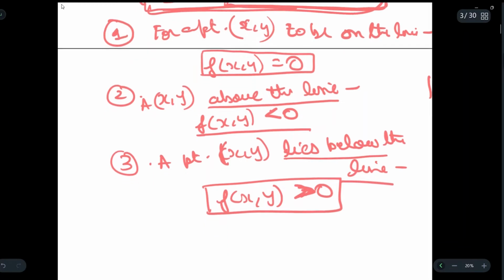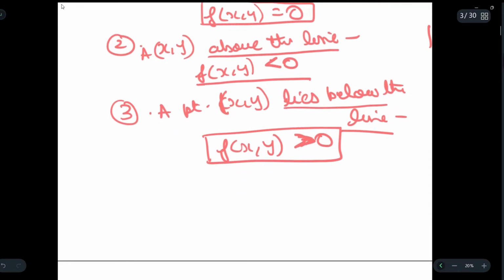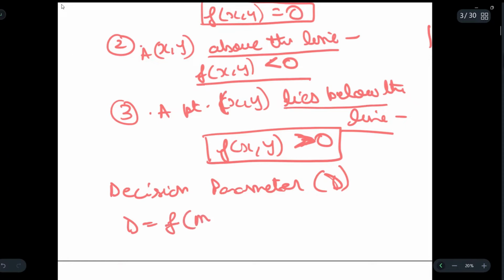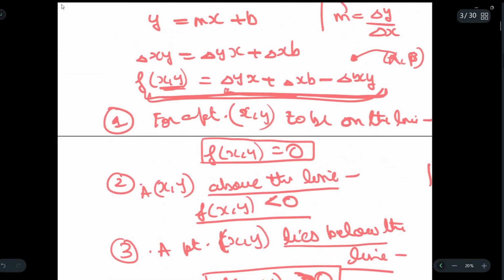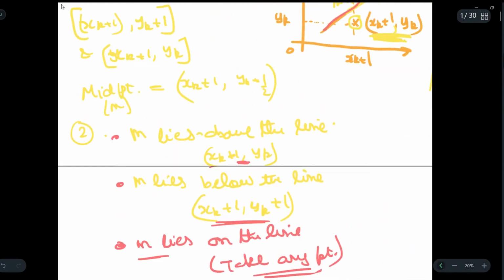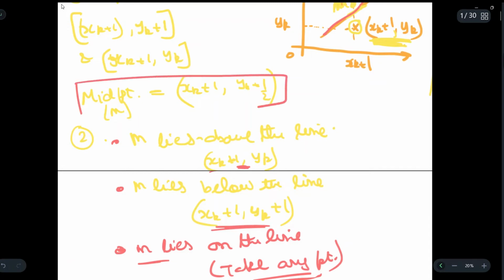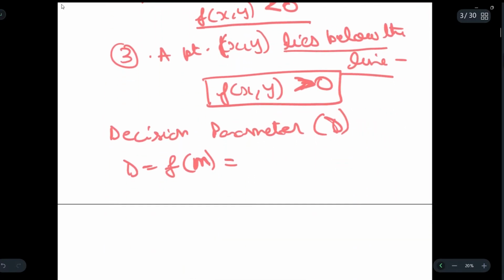So now we have considered the three cases. Now let us find the decision parameter. So the decision parameter, say d, will be given by d is equal to f of m. That is, in the function f(x, y), we will put the midpoint that we found out earlier. This is our midpoint that we found out from these 2 points. That is, in f(x, y), we will be substituting the midpoint. On doing so, you will get f of (xk plus 1, yk plus half).